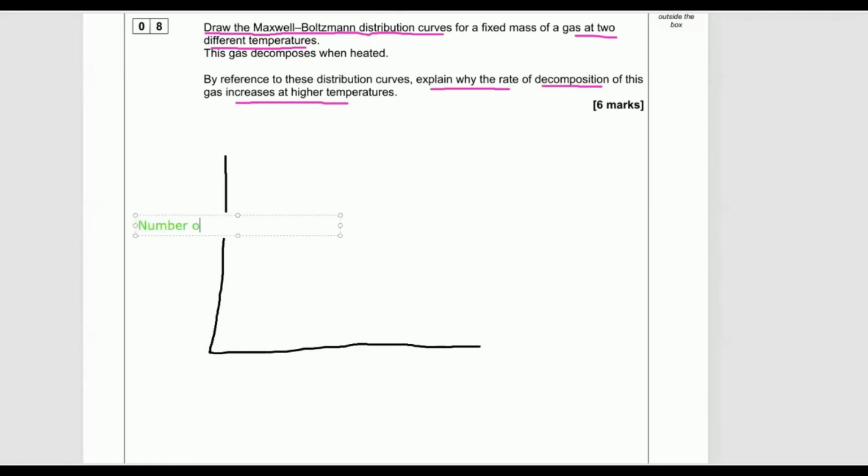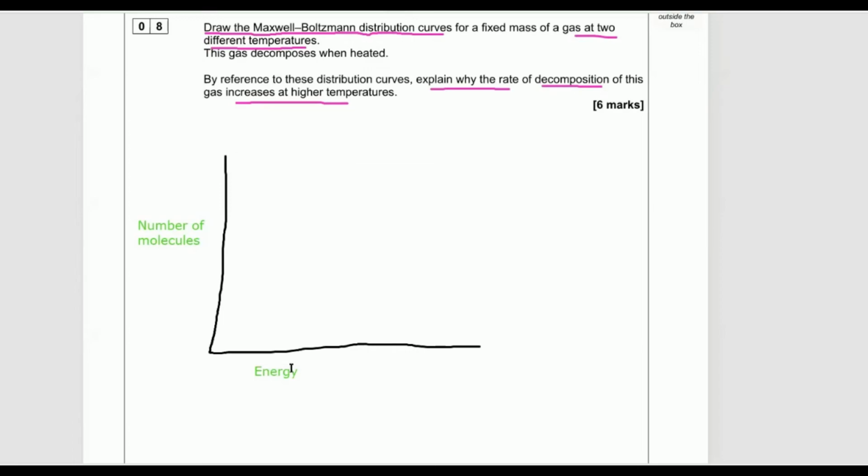So we need to draw a y and x axis. On the y axis, you normally have number of molecules. And on the x-axis, on a Maxwell-Boltzmann distribution, you have the kinetic energy. I'm just going to label it energy because I'm lazy, but you could label it kinetic energy if you want to.